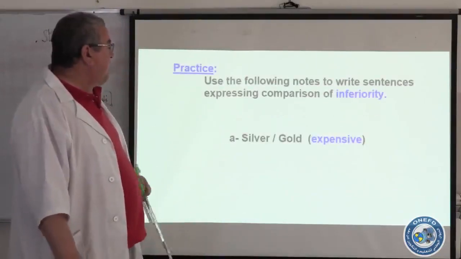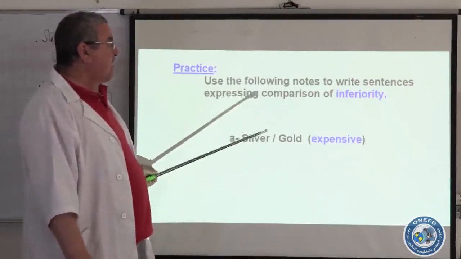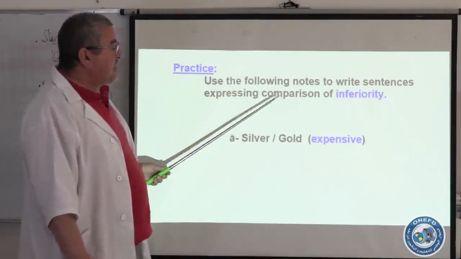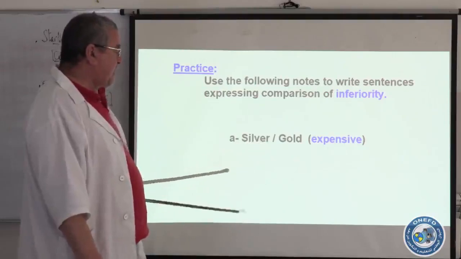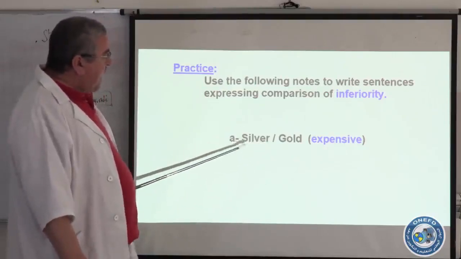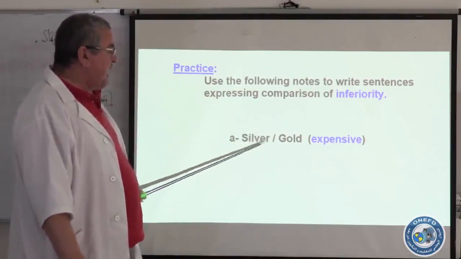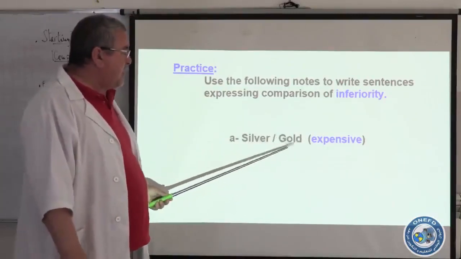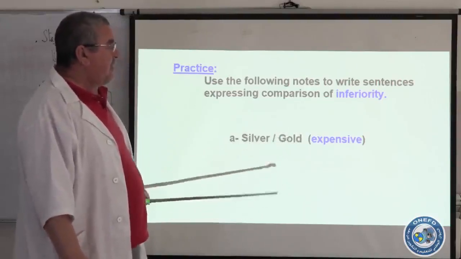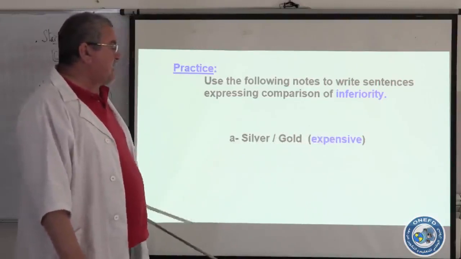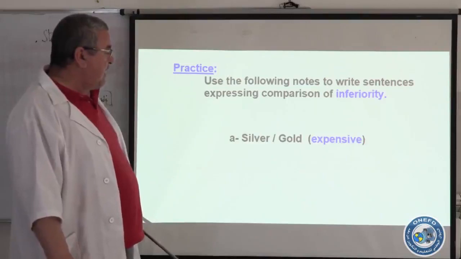Now let's have some practice. Use the following notes to write sentences expressing comparison of inferiority. You will have a list of sentences and you compare those elements. Here is element A and here is element B. Silver compared to gold. The adjective is expensive. How are you going to say that?